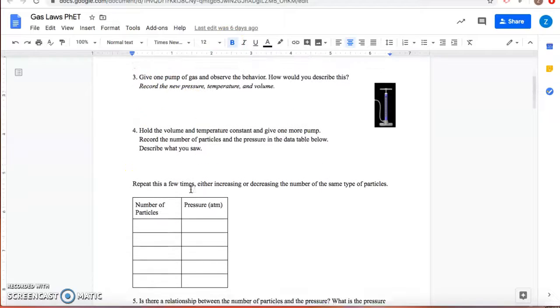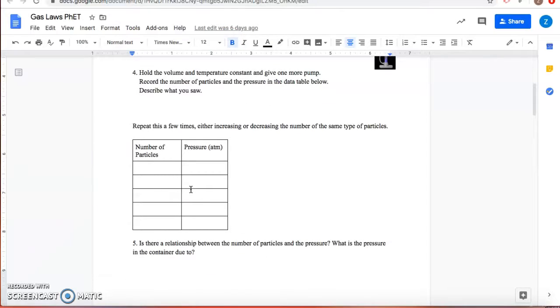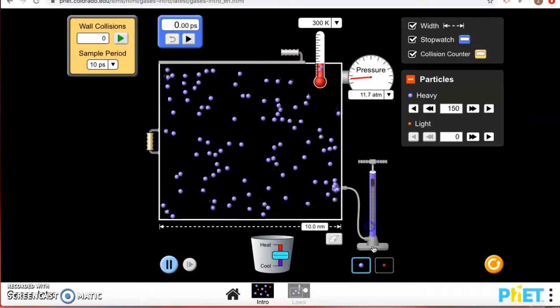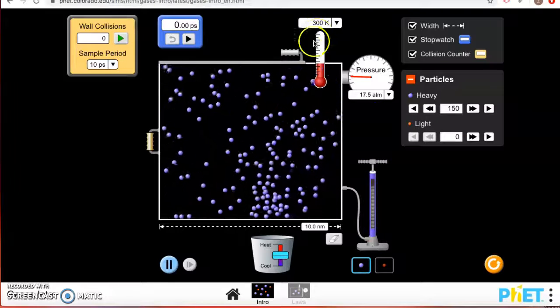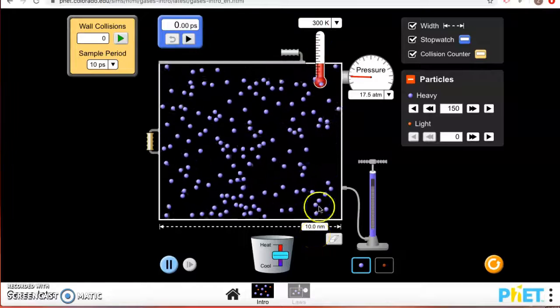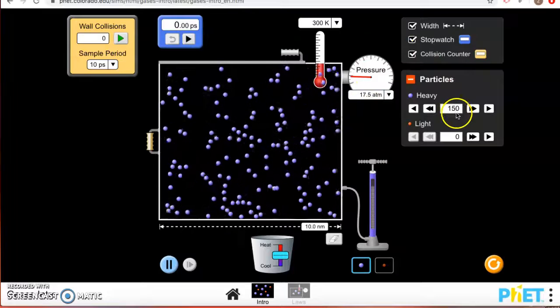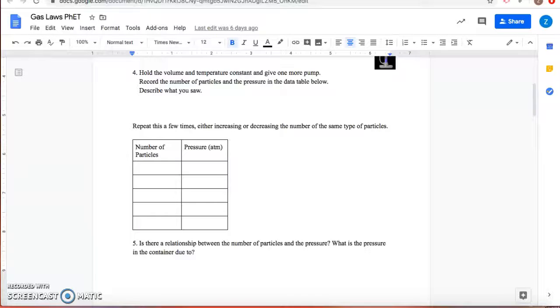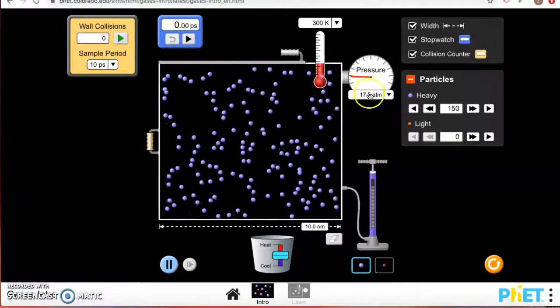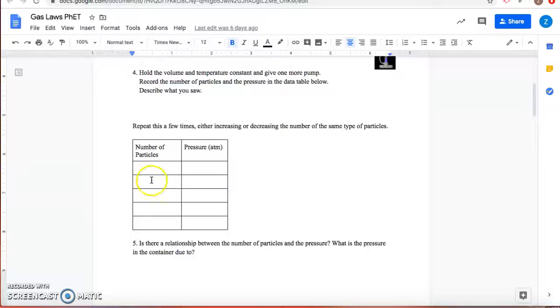Okay. Hold the volume and temperature constant and give one more pump. Record the number of particles and the pressure in the data table below. So we're going to keep that volume the same and keep the temperature the same and just give one more pump and see what happens. Again, our temperature is staying the same, volume staying the same, and now our pressure skyrocketed up to 17.5 atmospheres, and I would write now that there's 150 particles. So in my data table, I would write 150 particles, and our pressure was 17.5 atmospheres, and you're going to do that 1, 2, 3, 4 more times, okay?